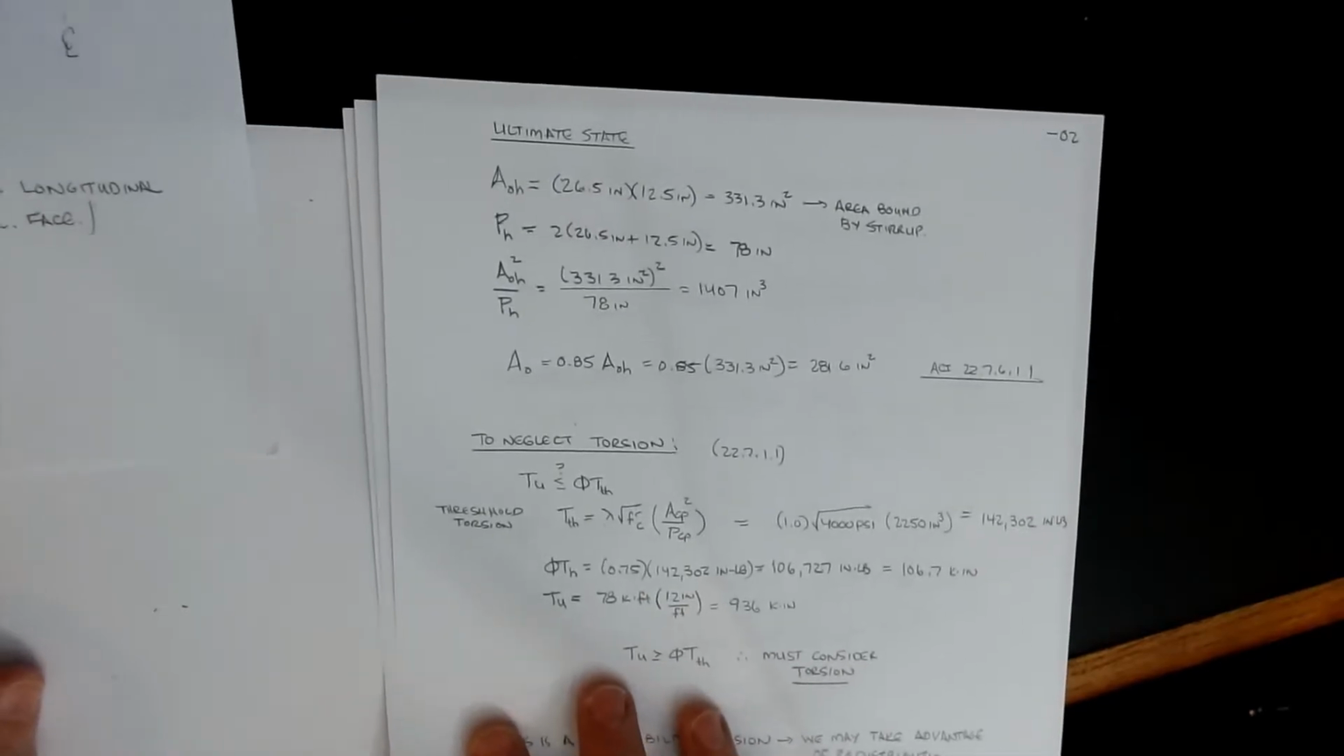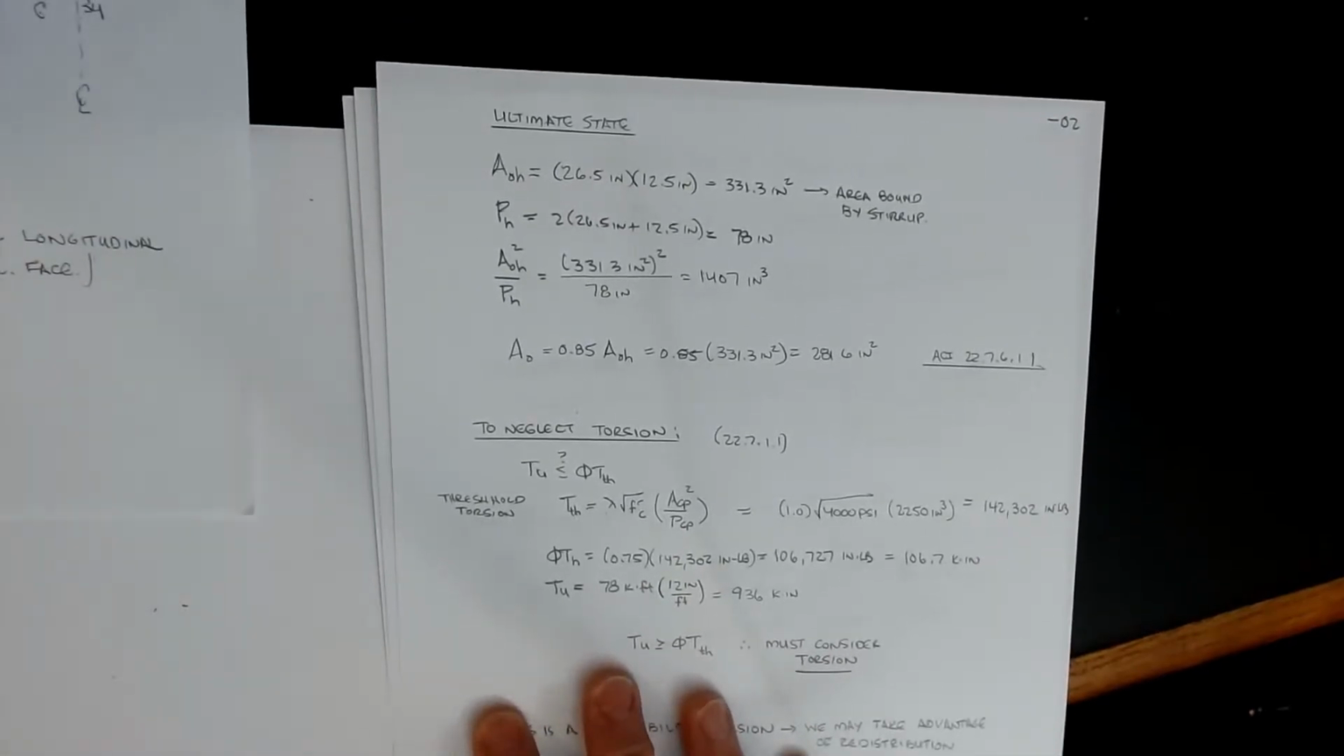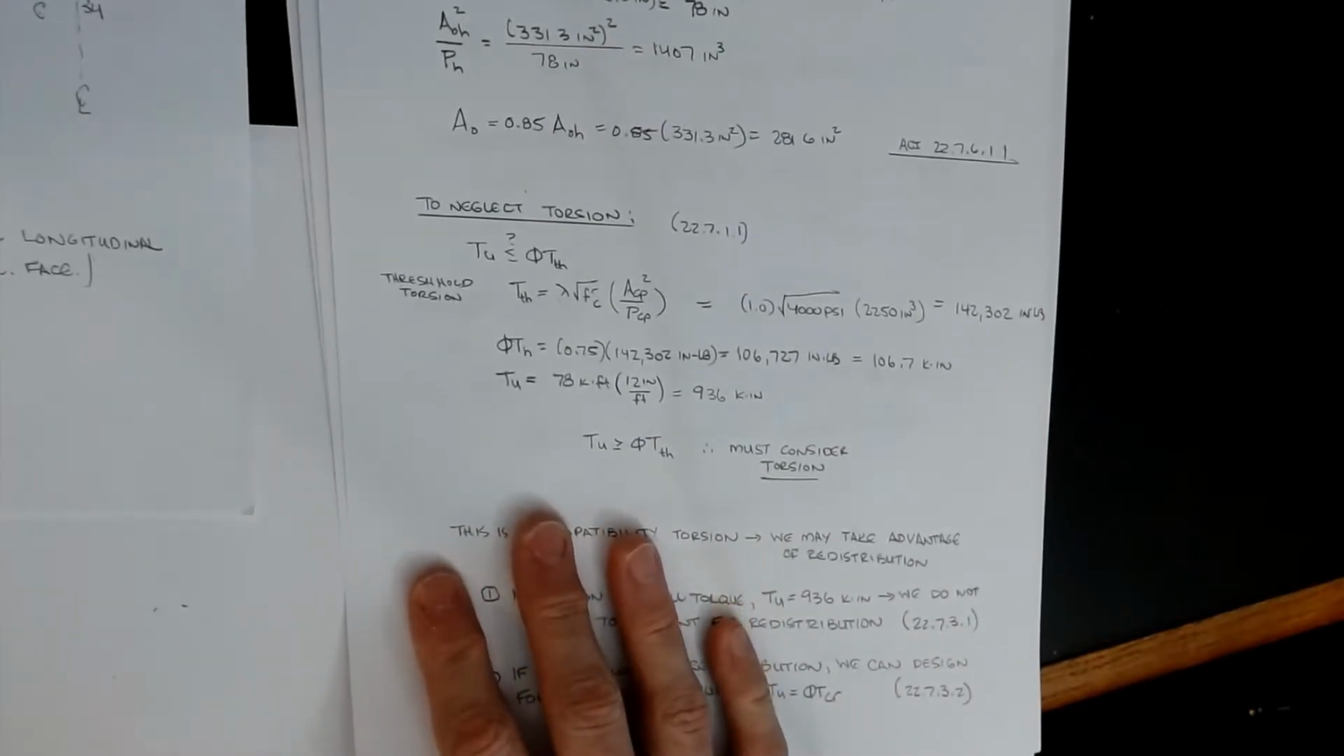Okay, so those are our gross properties for both the uncracked state or the gross section as well as the ultimate, after everything is spalled in our worst possible scenario. We'll need all of those. Okay, so now we can start applying what we've done with the ACI requirements.